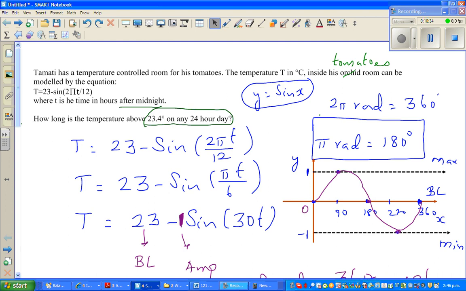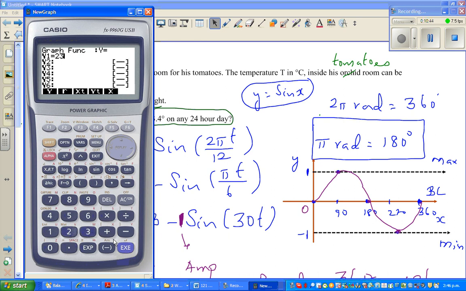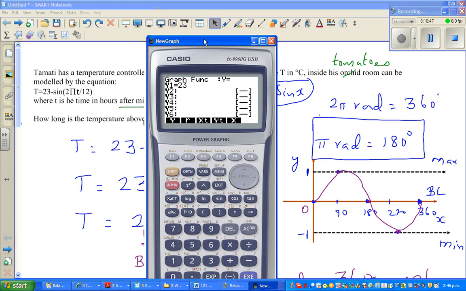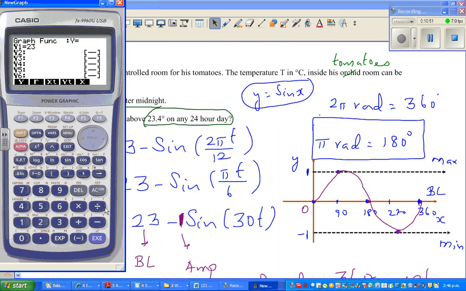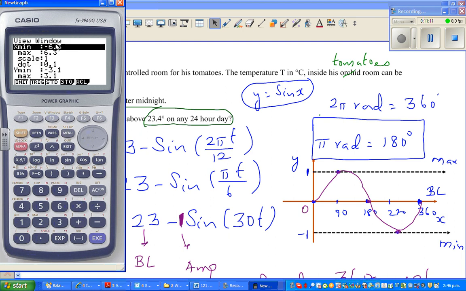So let me bring the calculator up. The equation was: menu, go to graph, and then type in 23 minus sine of 30x, just like that. I'll change some settings. First execute, and then press Shift V-Window. I want a scale from 0 to 24, with a scale of 3, and I want to go from 20 to 25, with a scale of 2, and then draw it. So this is the graph.